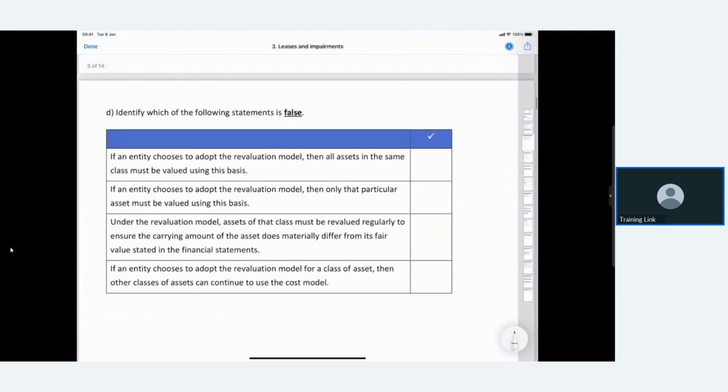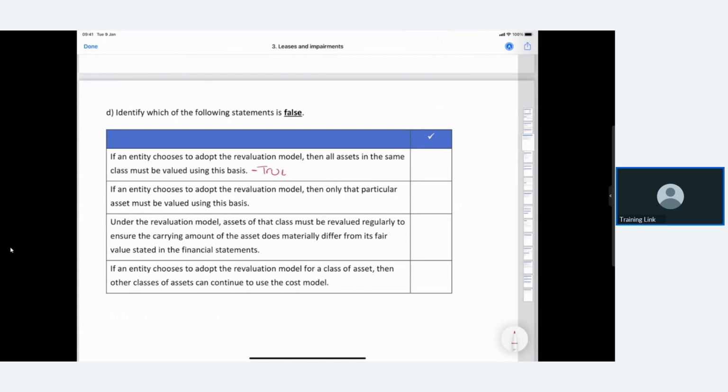Moving on to part D then, identify which of the following statements are false. If an entity chooses to adopt the revaluation model, then, may have covered this a second ago, then all assets in the same class must be valued using this basis. Well, that is true. Okay, and this one wants you to identify which of them are false, so it wouldn't be that one.